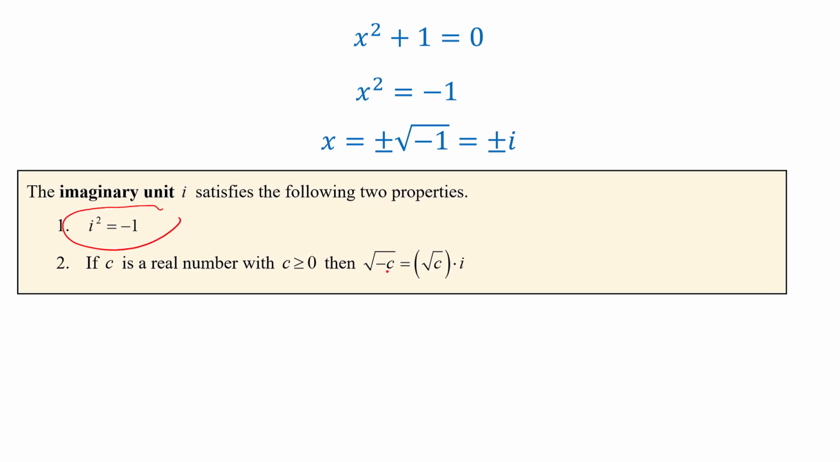or equal to 0, then the square root of negative c is going to equal the square root of c times i. We can take a look here at the square root of negative 4, where our c would be 4 here, and we can rewrite the square root of negative 4 as the square root of 4 times i, and simplify then to get 2i.